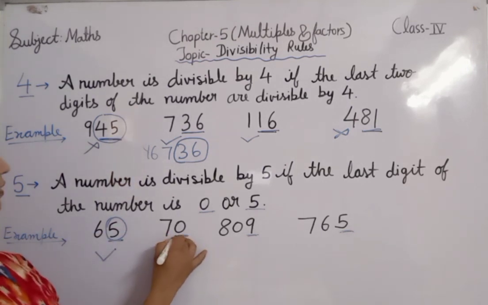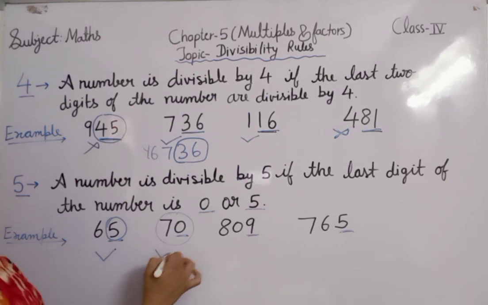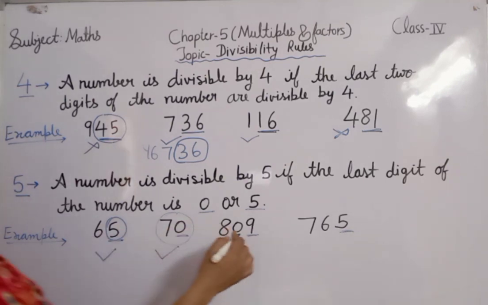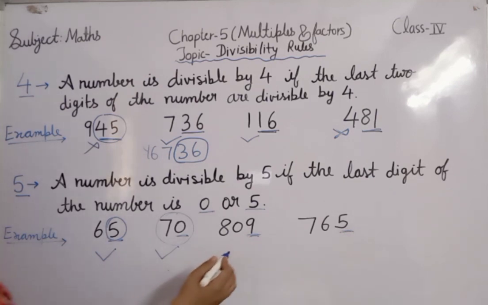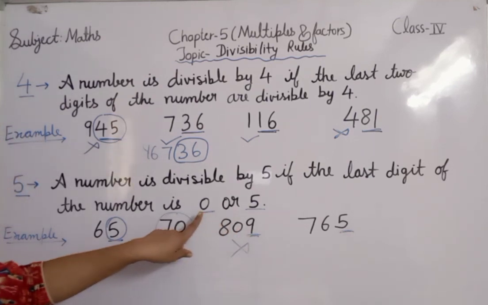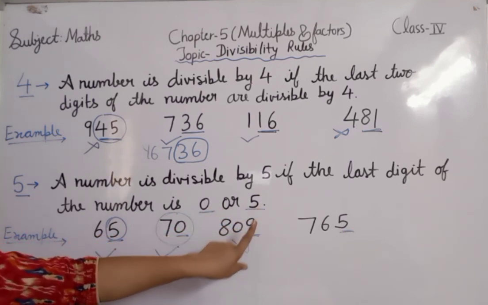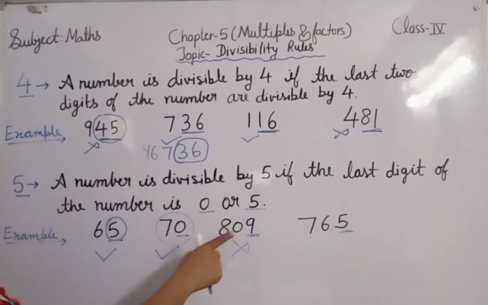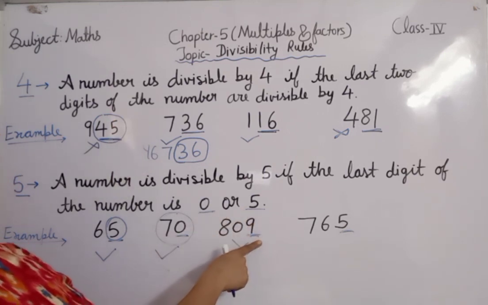Now what is the last digit here? 0. It means 70 is divisible by 5. What is the last digit here? 9. So it is not divisible by 5, because the last digit should be 0 or 5. It can be 0 here, it can be 5 here. But if it is not 0 and not 5, it means it is not divisible by 5.